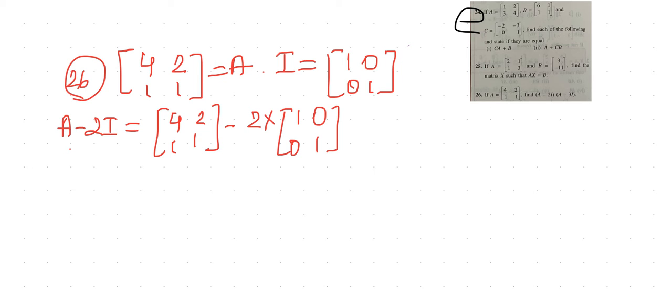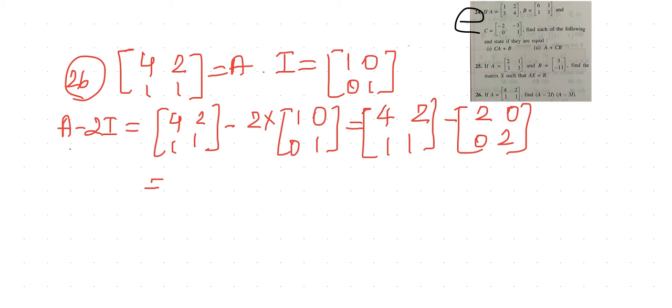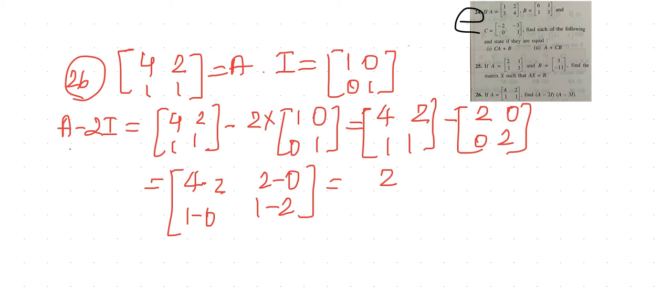So how much will this be equal to, children? This is going to be equal to [4, 1; 2, 1] minus [2, 0; 0, 2]. So how much is this going to give you? This is 4 minus 2, and then 1 minus 0, 2 minus 0 and 1 minus 2. So this is equal to [2, 1; 2, -1]. So this is what you are getting, A minus 2I. And now we will be calculating A minus 3I.